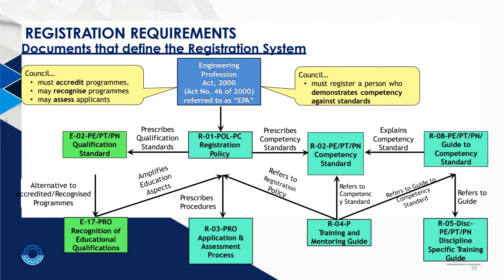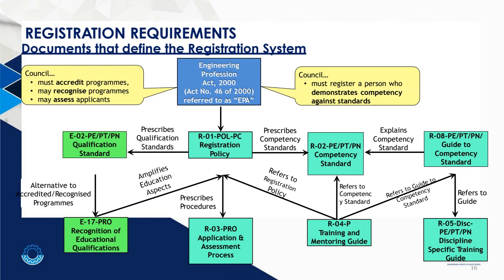Moving to the right-hand side, ECSA uses the competency standard R-02 PE, PT and PN. You can see here the PCE, professional certificated engineer, and the specified categories are not part of this. And this is what the assessors, evaluators, and moderators at ECSA use to evaluate the applicants. That's where the 10-11 outcomes are stated. But over and above that, ECSA made what you call a guide to the competency standard. So R-08 explains R-02, going broader as a guide towards the competency standard.